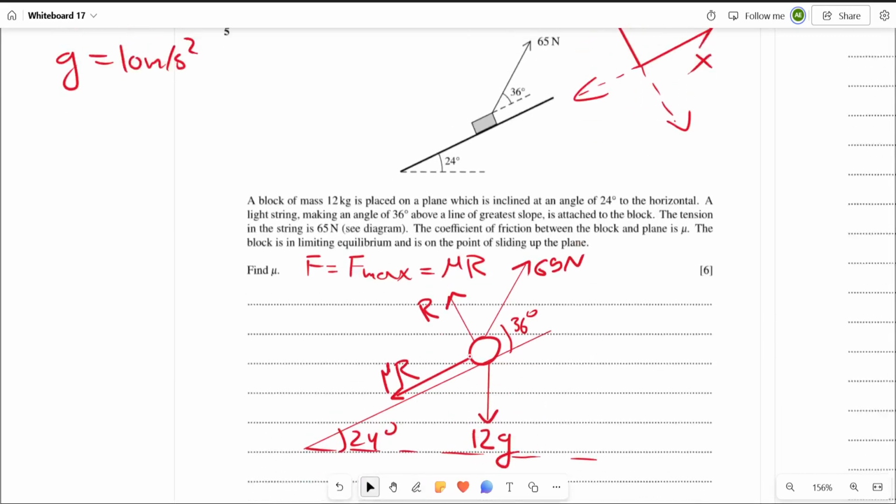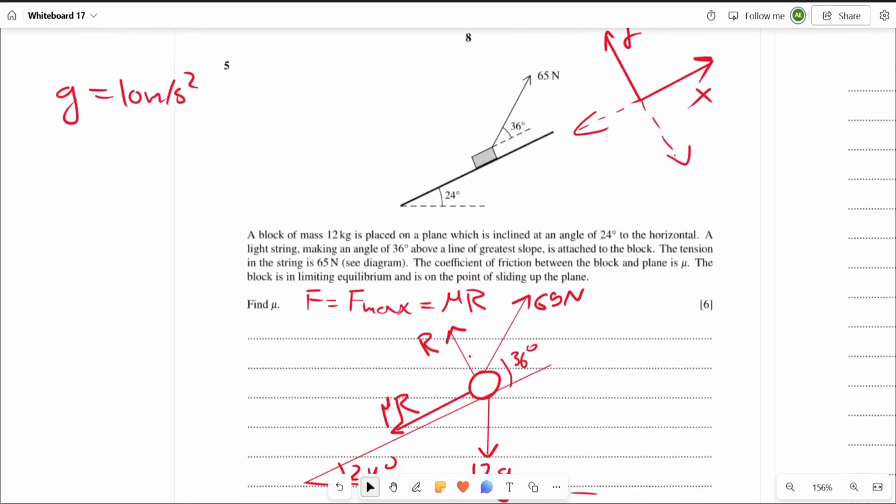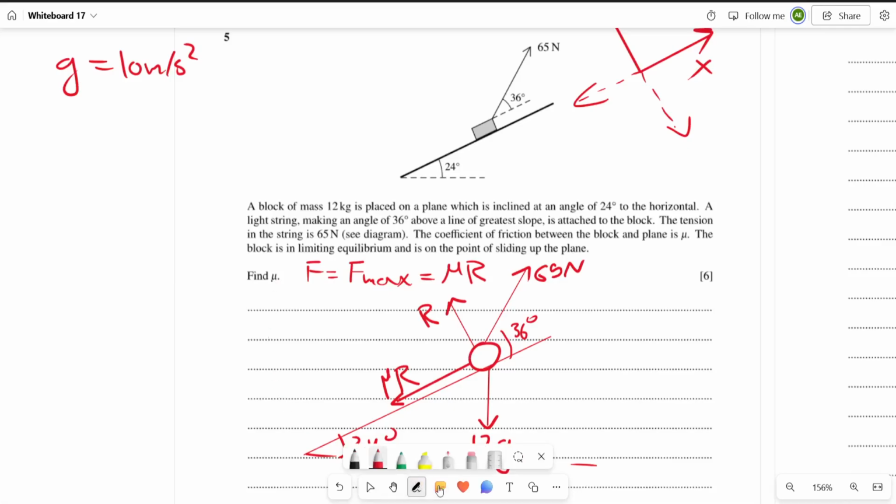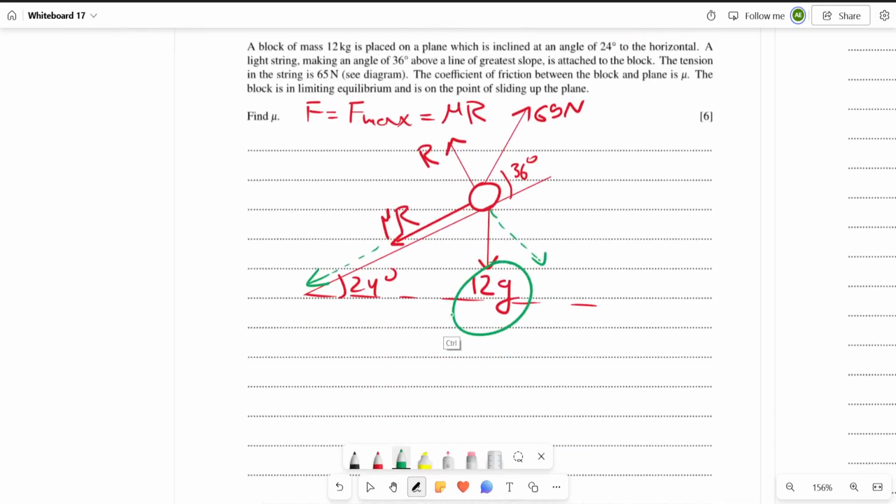But let's take a look at the weight. Weight is not fully in x nor fully in y. So what do I need to do? If weight is causing me problems, then I will need to resolve it. In other words, I will need to force it to align with those two directions. So instead of using the weight, I'm going to split the weight into two components that are aligned with our axes. The first component is going to be aligned with the y, and the second component is going to be aligned with the x. So I split this 12g, because it was causing me problems, into two smaller forces that are properly aligned.